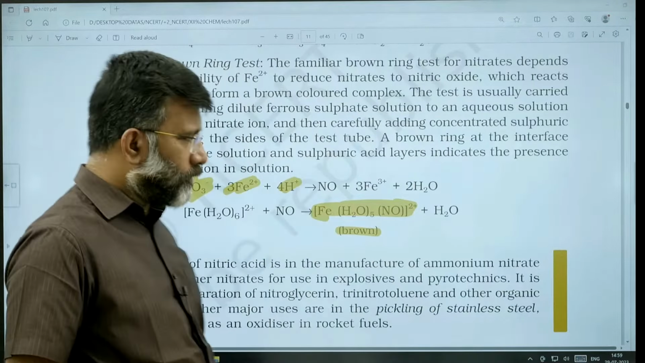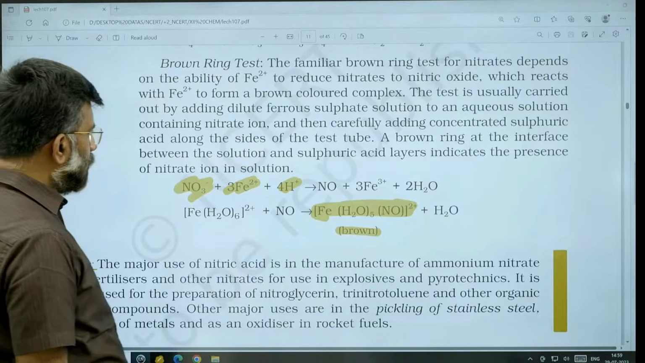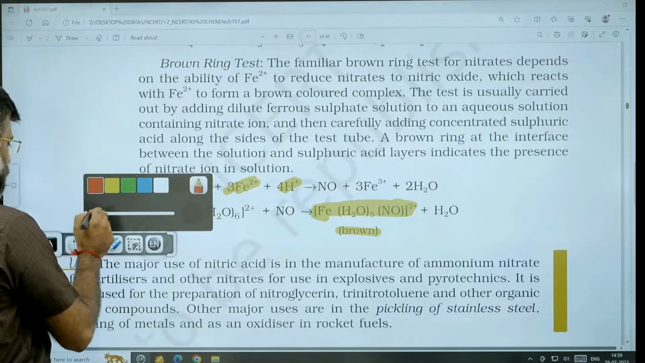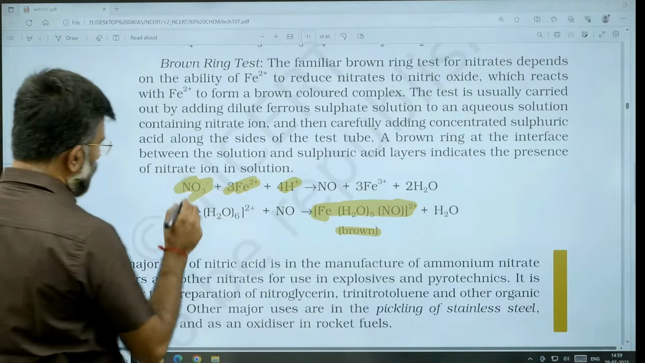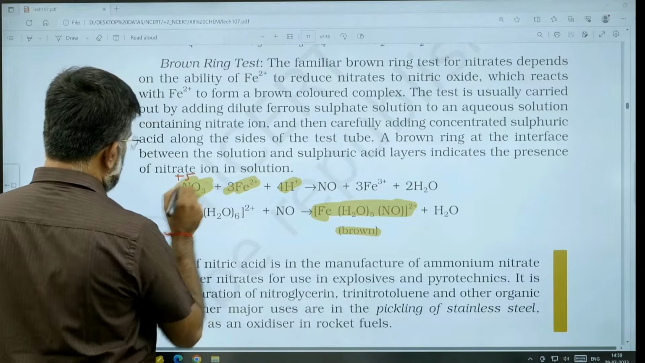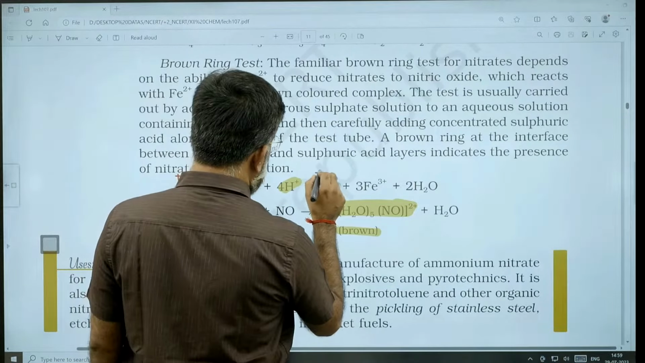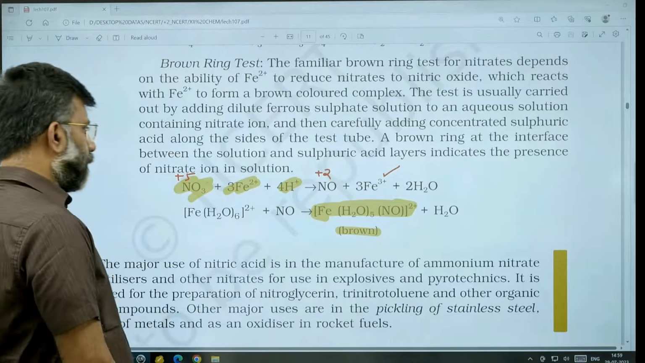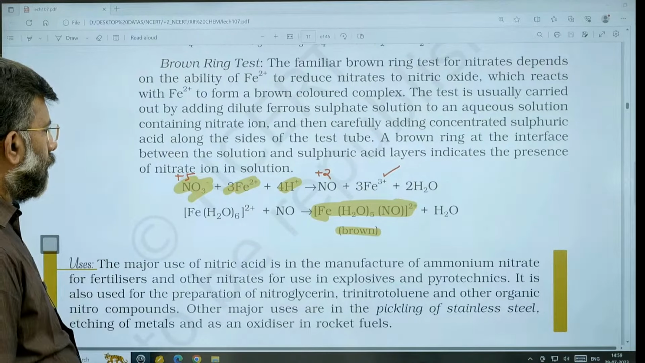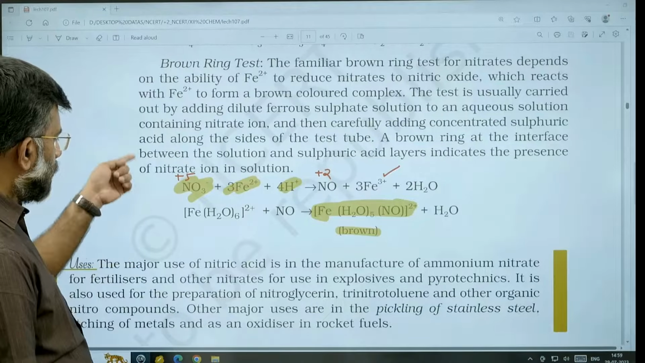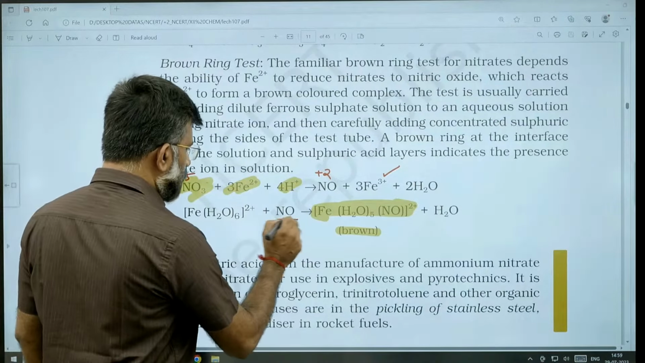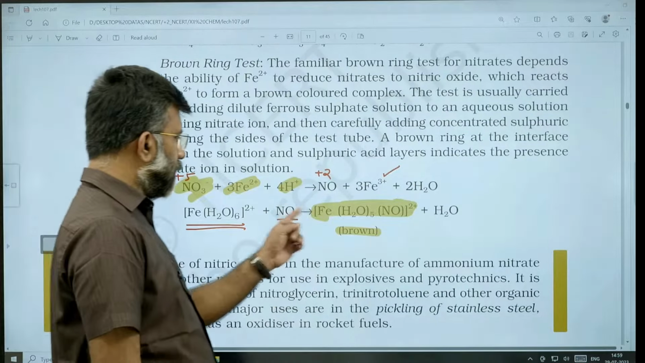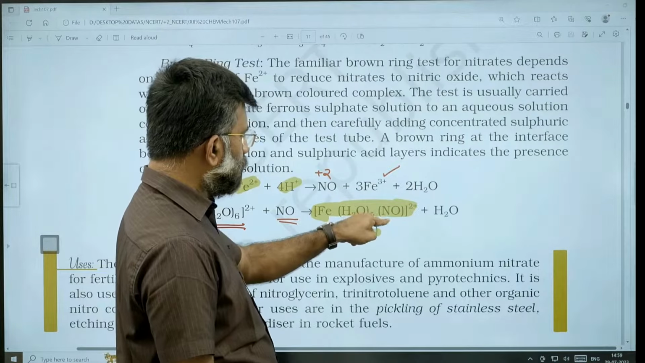So what are the reactions? Basically there is a redox reaction plus a complex formation. NO3 minus, that is nitrogen +5, is reduced to NO, +2, while ferrous is oxidized to ferric. Now this NO interacts with the further ferrous, forming a complex. What complex? [Fe(H2O)5 NO]2+.